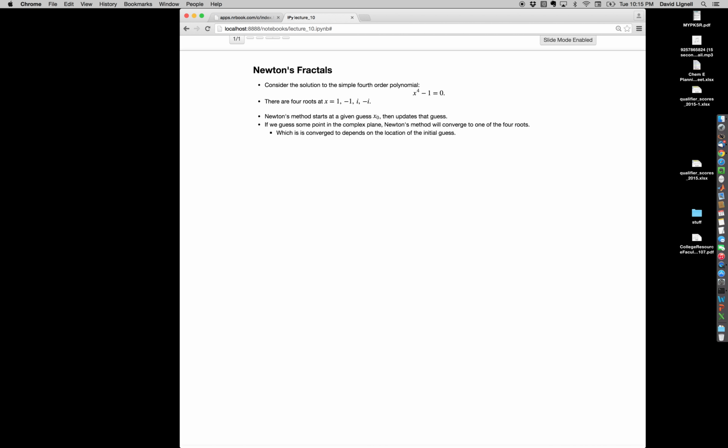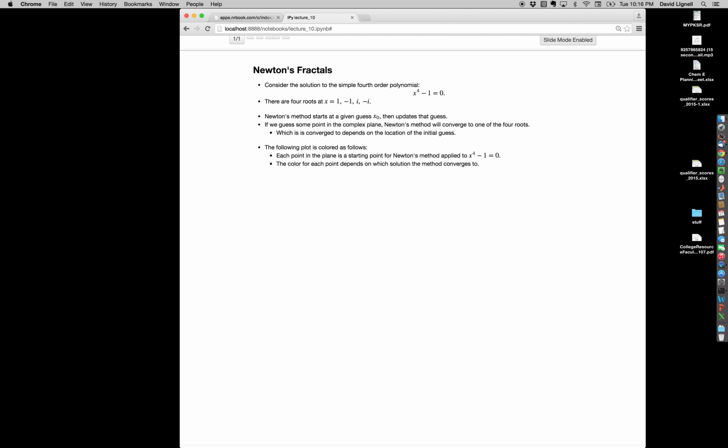Now, we talked about how Newton's method always starts from a given guess. So you start at some initial guess, and then you update that guess. And where you end up depends on where your initial guess is. If you guess some location in the complex plane and then apply Newton's method to it, it will converge to one of those 4 points, 1, minus 1, i, minus i. And which one is converged to depends on the location of the initial guess.